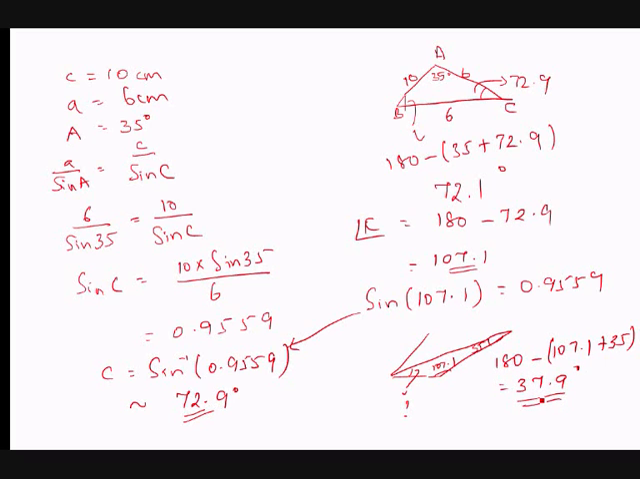So therefore there are two possible answers for angle C. One is 107.1, one is 72.9. Therefore this sine rule can give you two answers, or two triangles, with the given information here. The triangle either can be an acute triangle or it can be an obtuse angle triangle. Let's proceed further with one more example.